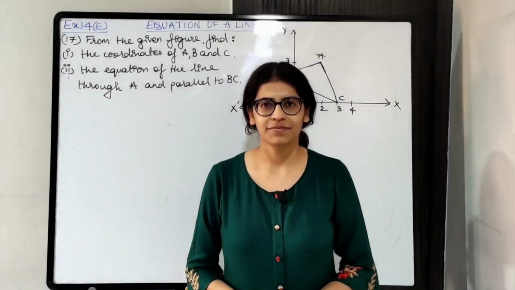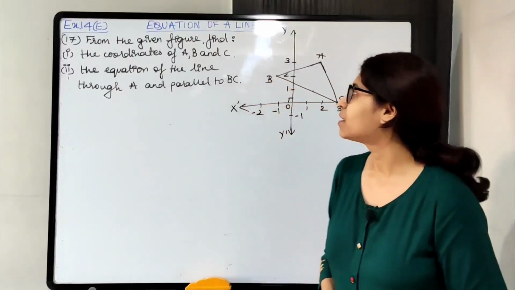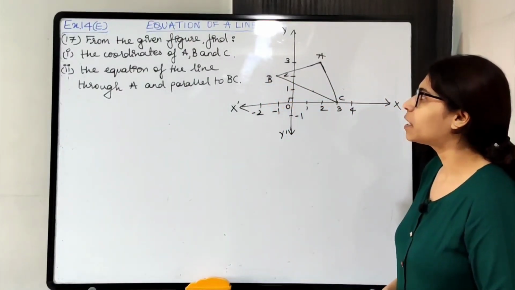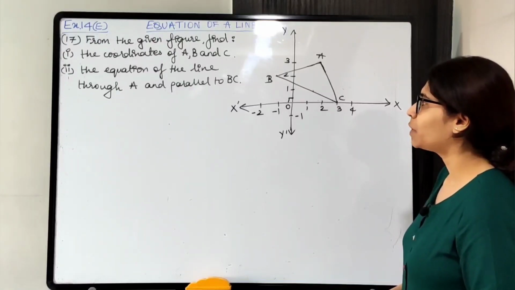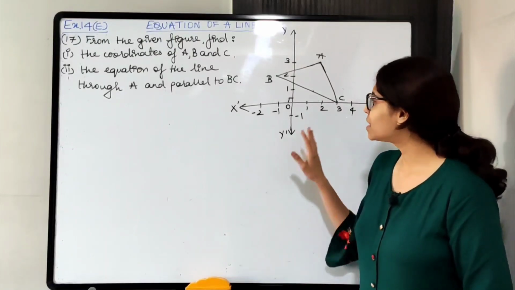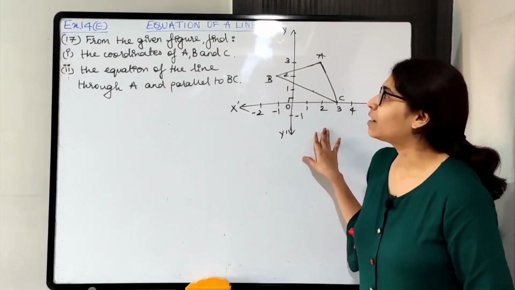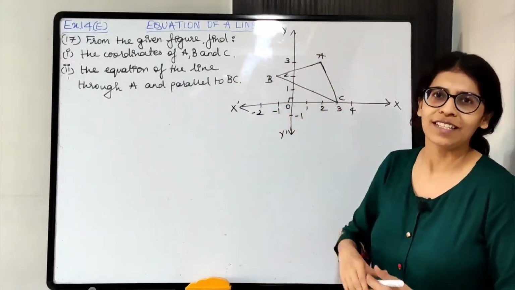Alright. Let's solve the next question. Question number 17. From the given figure find first part the coordinates of A, B and C. Second part the equation of the line through A and parallel to BC. It's very easy. Figure is given to us. From that first we have to find the coordinates of A, B and C. बहुत easy है.